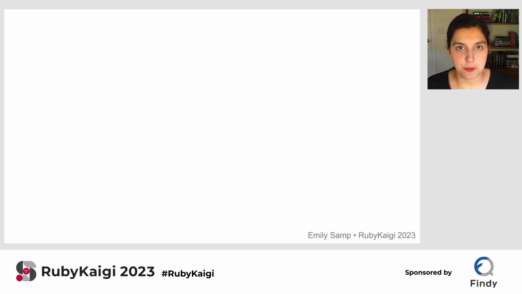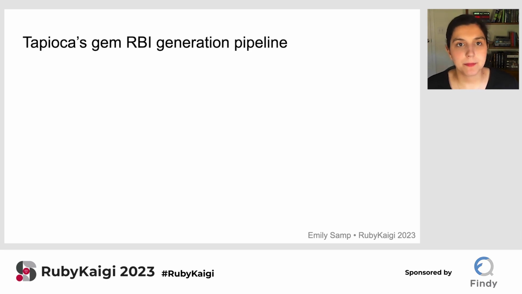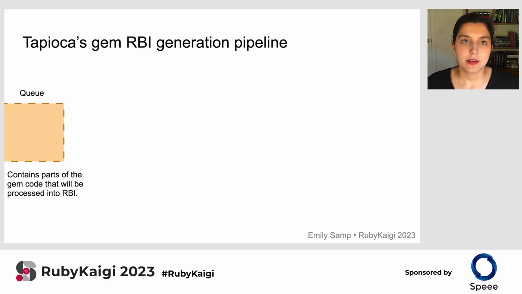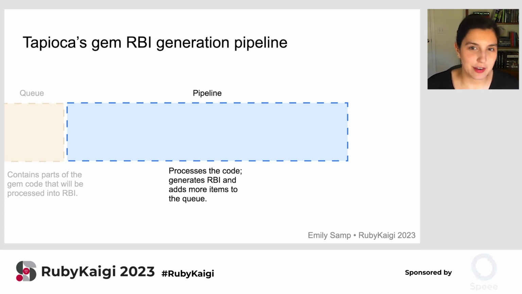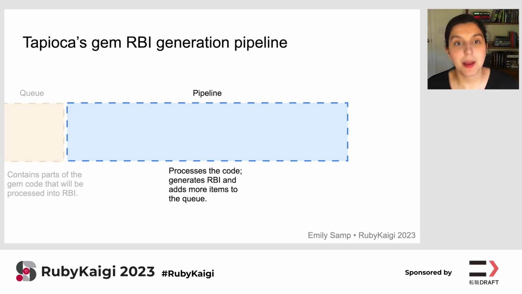In the Tapioca codebase, the process of generating RBI is called the pipeline. This pipeline is made up of a few parts. First up is the queue. The queue will contain parts of the gem's code that need to be processed into RBI, and we'll talk more about what that means in a second. Items on the queue will be processed on a first-in, first-out basis by the pipeline. The pipeline is responsible for incrementally generating the RBI file and adding new items to the queue.